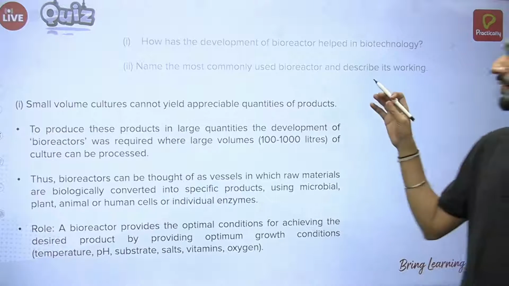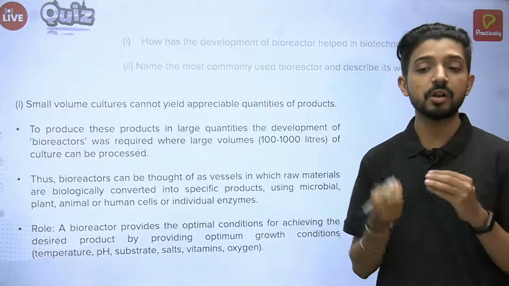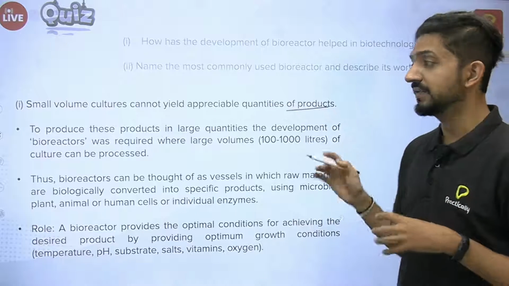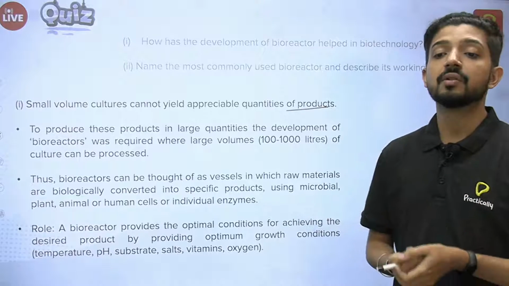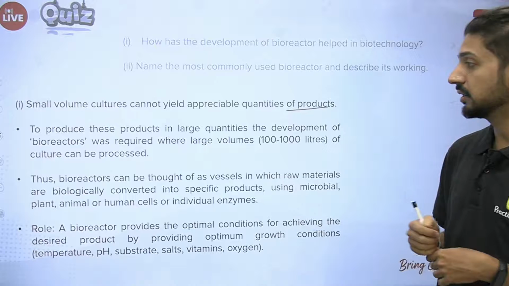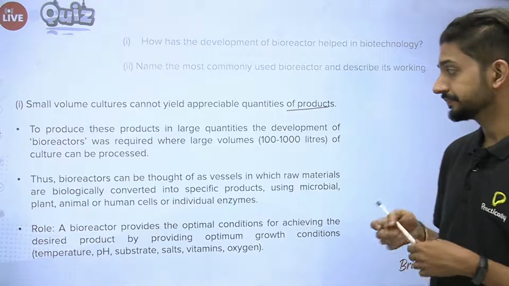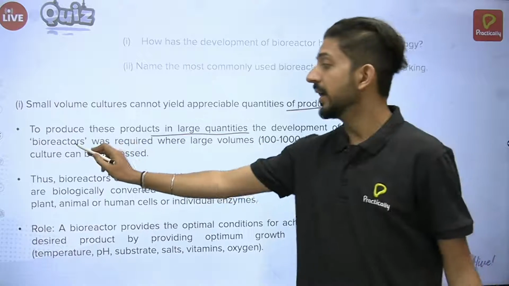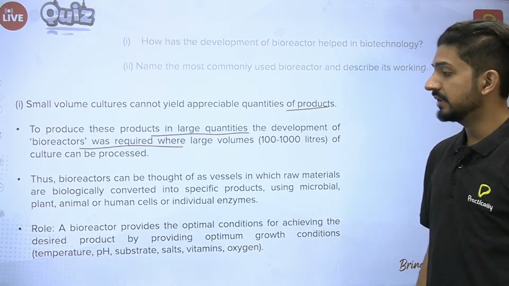See, bioreactors provide large volume, because small volumes will not produce enough quantity of products. We need large volume, so for that we need a special big vessel for the reactants and the material to be processed, and that's why bioreactors were introduced for products in large quantities. So that is how it has helped biotechnology.